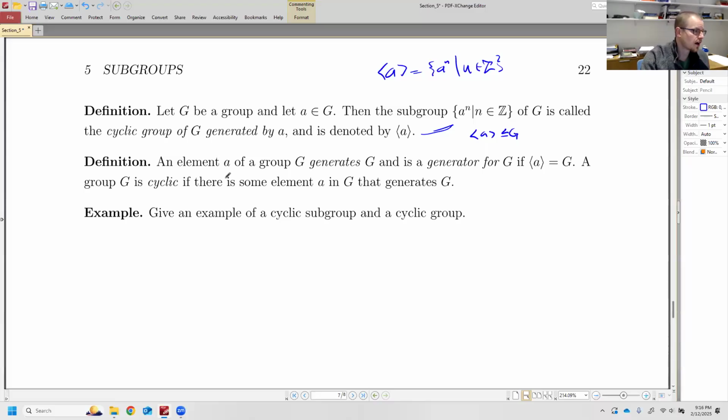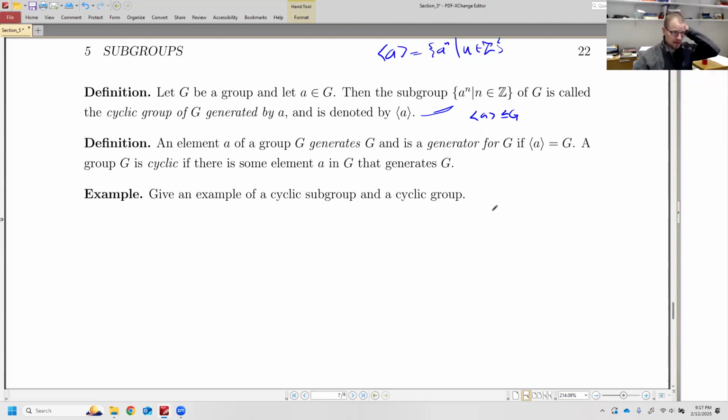So an element A of a group G generates G if it is the case that the subset generated by A is the entire group. So a group is cyclic if there is such an element A that does indeed generate all of G. Pretty straightforward there.